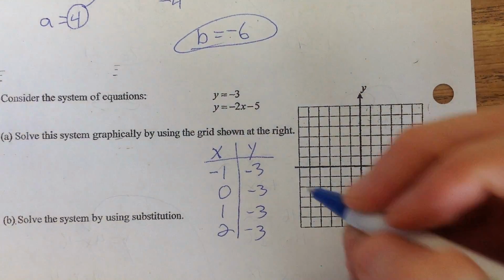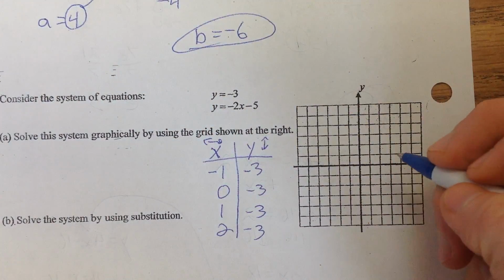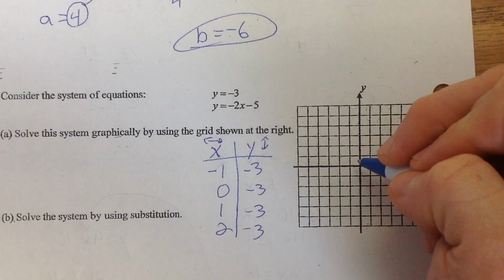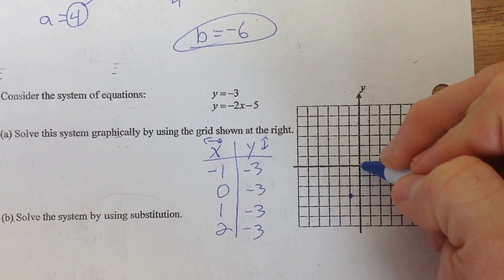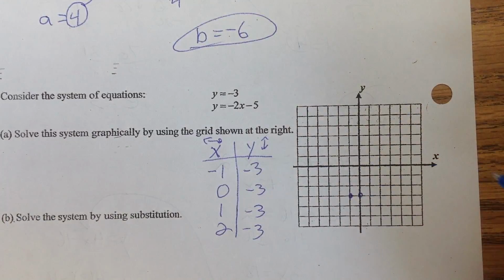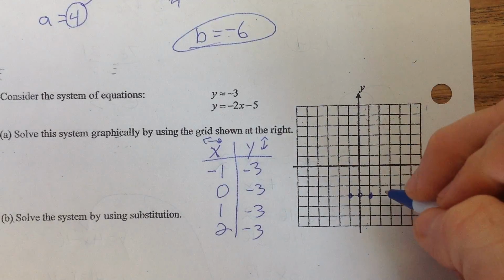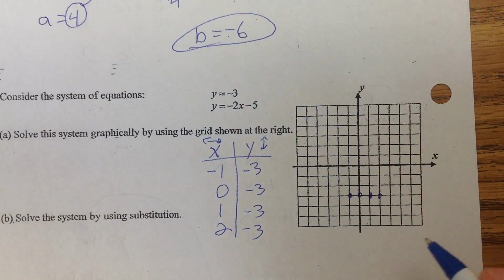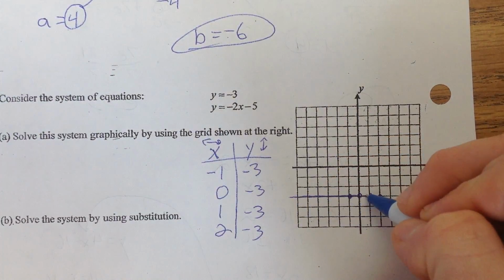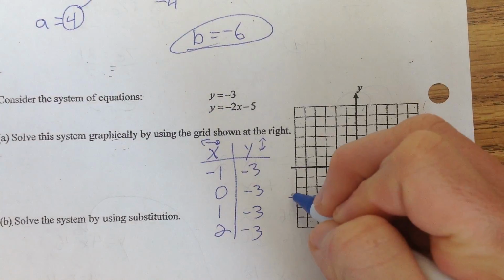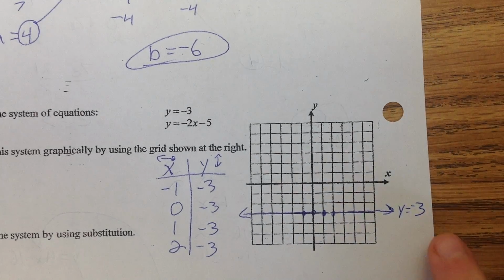So when we go over here and graph these, remember x is left to right, y is up and down. It's going to be negative 1, negative 3. It's going to be 0, which means I don't go left to right at all, negative 3. It's going to be 1, negative 3. It's going to be 2, negative 3. So you can see it's just going to be a horizontal line crossing the y-axis at negative 3. So there's our y equals negative 3 line.